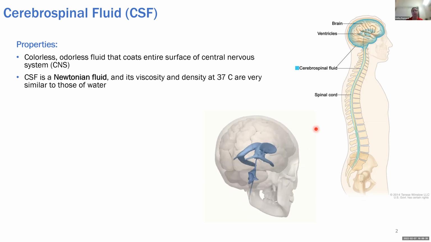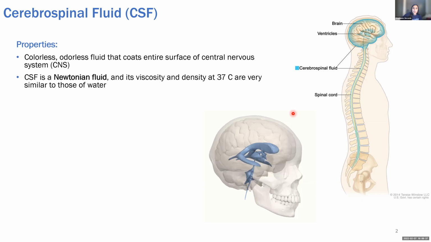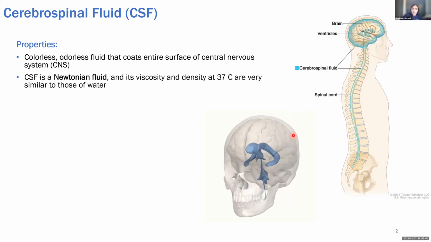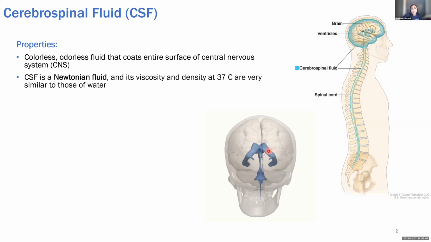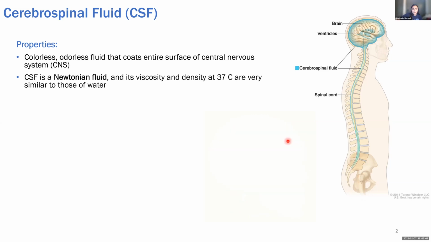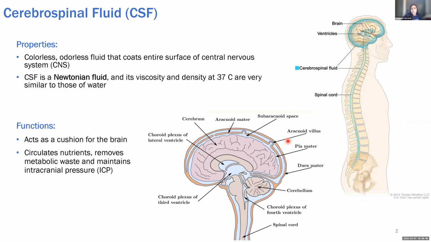It's considered a Newtonian fluid with properties of water at 37 degrees Celsius, including viscosity and density. And we also know that it serves a dual mechanical and physiological role in the body, where mechanically it serves like a shock absorber for the brain, and physiologically it circulates nutrients, removes metabolic waste, and maintains our ICP.